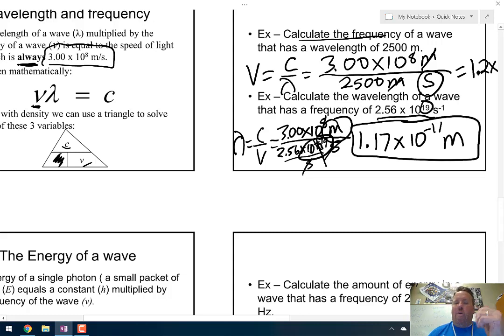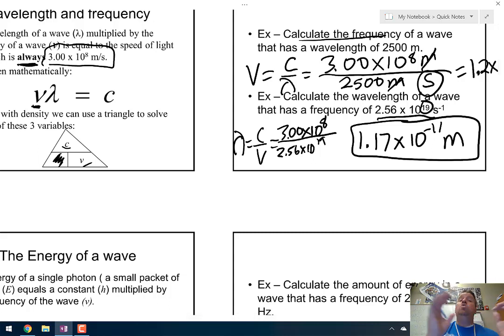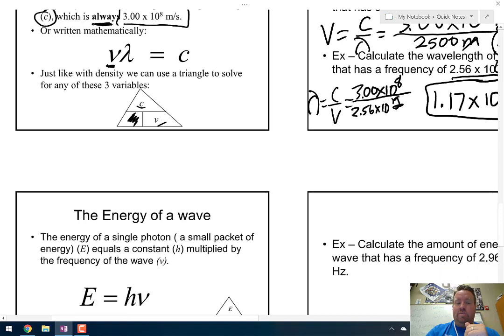Okay, so now we went from a really big wavelength to a really small wavelength. And as soon as I realized my mistake, I thought, wait a minute, a frequency of 2.56 times 10 to the negative 19th seems a little bit too small, because that means there's less than one wave passing by per second, and it's traveling at the speed of light. That'd have to be a huge wave. So clearly, usually this number for frequency is a fairly large number.